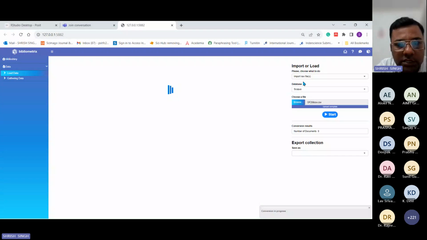Whenever you are trying to convert your data from Scopus or from Web of Science, you have to be very careful. You can extract your data in CSV format, in Excel format, or in BibTeX format. Only these three formats are permissible for all these software.